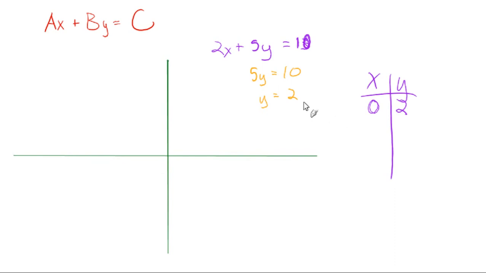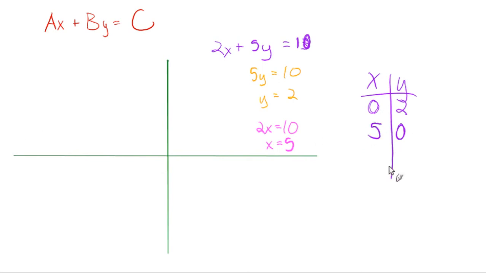Let's do that same clever move again. We'll put a 0 in for y, and we'll be left with 5 times 0, which is 0, so we'll have 2x equals 10, and x must be 5. So when y is 0, then x is 5.